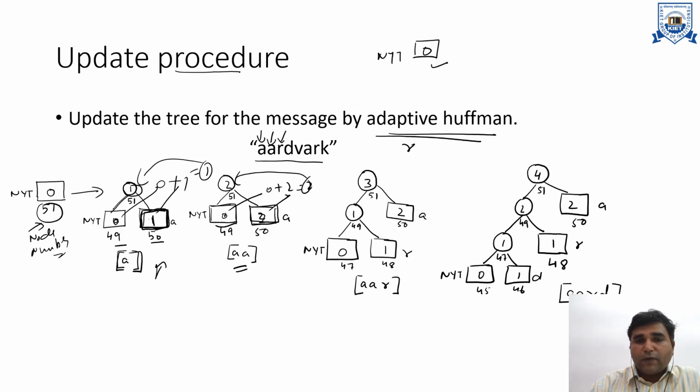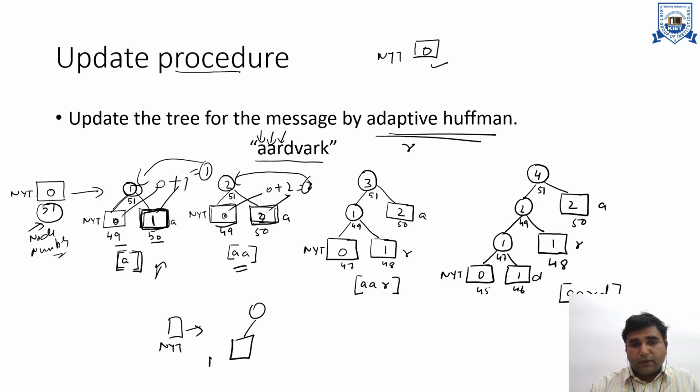For R, we already know that when a new letter is encountered, the node NYT will create an intermediate node and join on the left hand side, and the new node will be joined on the right hand side. This will be the new node. Now this letter R will join on the right of this node.